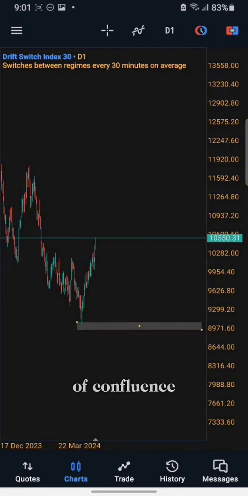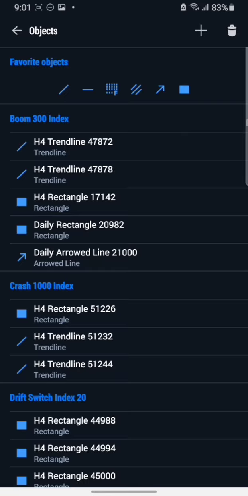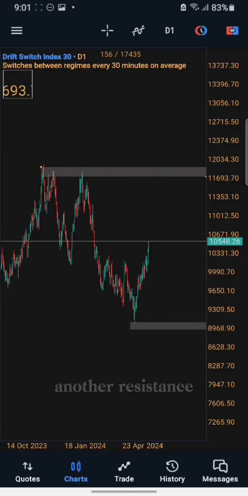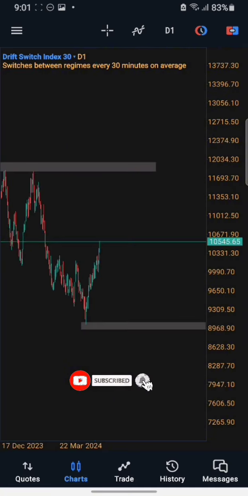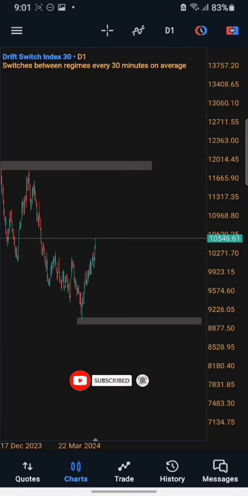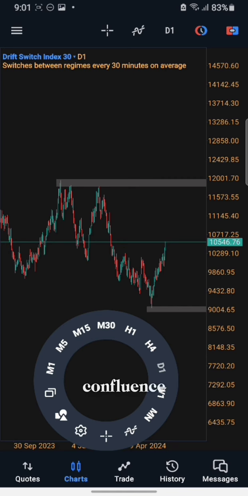The first area of confluence that we put is the support line marked by that order block, and then we put another resistance that is marked by that order block. So these are major areas of confluence, and they are worth considering when we are making our trading plan.